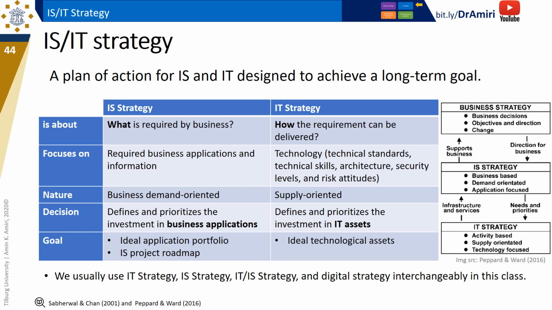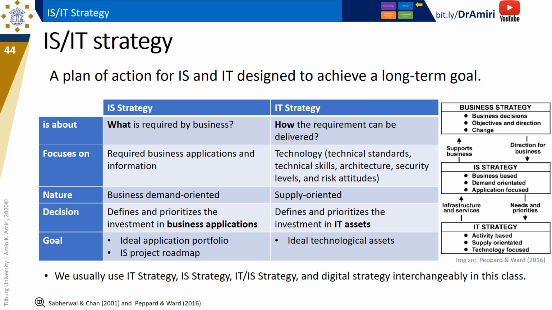So inside an IT strategy document, you will see the definitions of different IT assets and the prioritization of investing in those IT assets. So the goal of IT strategy is to have an ideal portfolio of technologies. Note that we usually use IS and IT strategy interchangeably. So whenever I specify IS or IT strategy in the next lectures, I mean both of them.